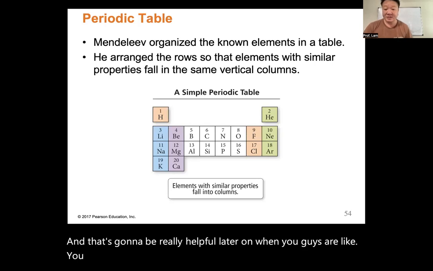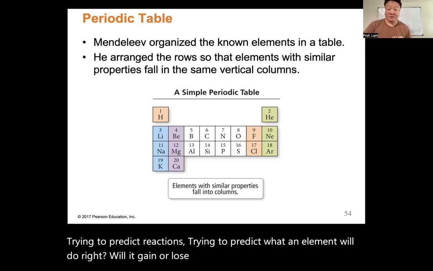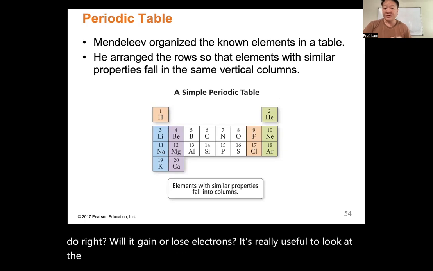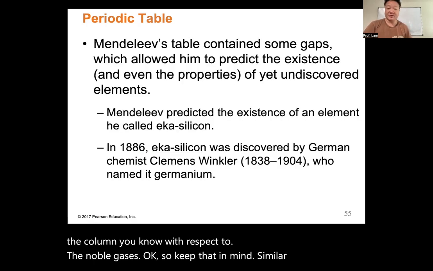Okay. And that's going to be really helpful later on when you guys are trying to predict reactions, trying to predict what an element will do, right? Will it gain or lose electrons? It's really useful to look at the column, with respect to the noble gases. Okay, so keep that in mind. Similar properties fall into the same columns.